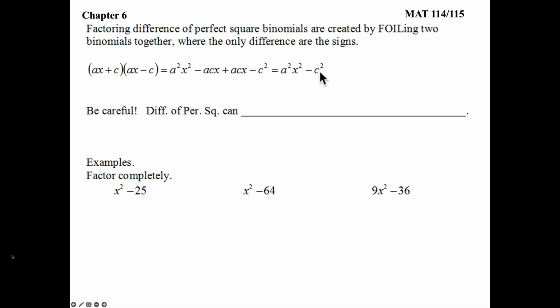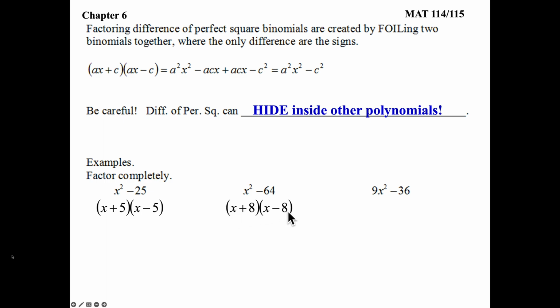All right. Now, because this is a binomial, and we factor things into a binomial, these difference of perfect squares like to hide in other polynomial steps. So if we start factoring here, I have x squared minus 25. Perfect square, there's the difference. We're subtracting. Take the square root of each one. X and 5, one plus, one minus. X squared minus 64. Perfect square, we're subtracting. X, 8. X plus 8, x minus 8.